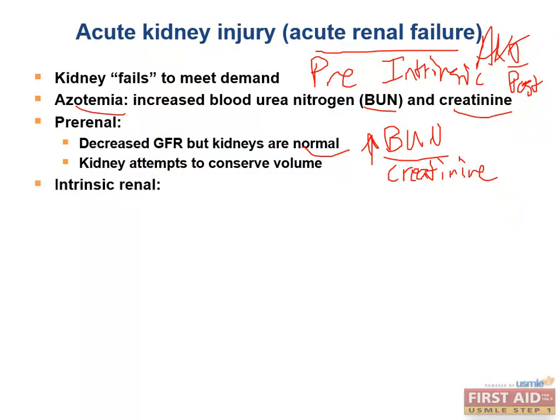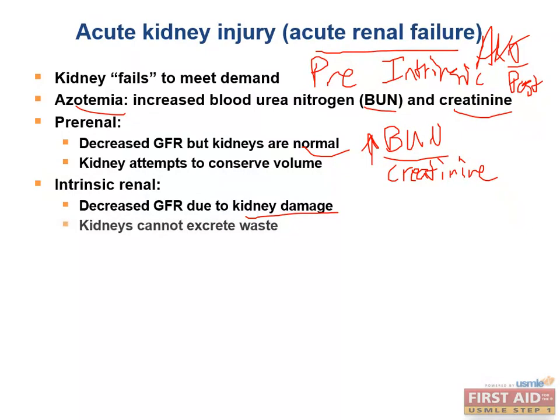Next is intrinsic renal, and this is where there is actual damage to the kidney. And the decrease in GFR here is not due to decreased blood being delivered to the kidneys, but actually the kidneys are damaged themselves. And this can be during things like acute tubular necrosis or glomerulonephritis. And the necrosis leads to debris obstructing the tubules, and then the kidneys are unable to excrete the waste. And the urine will have granular casts, and this time both BUN and creatinine excretion are impaired.